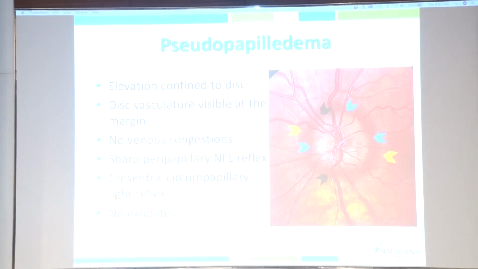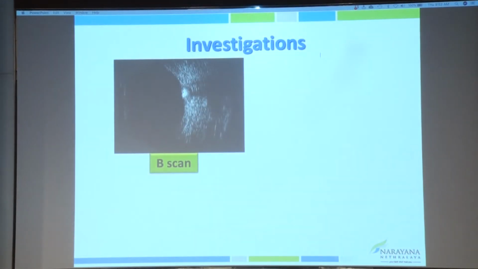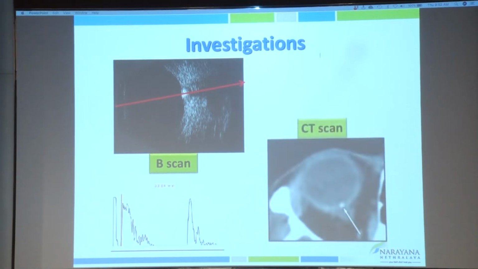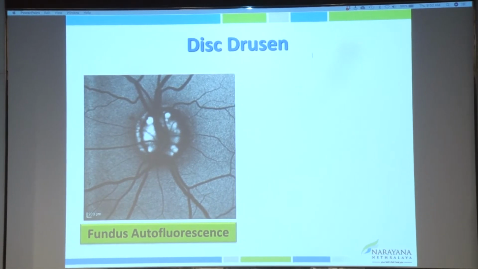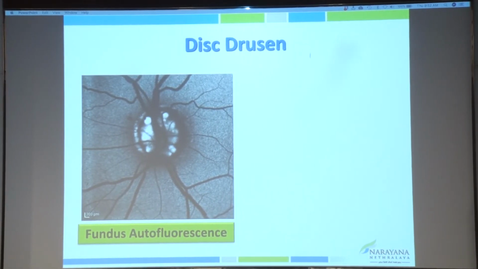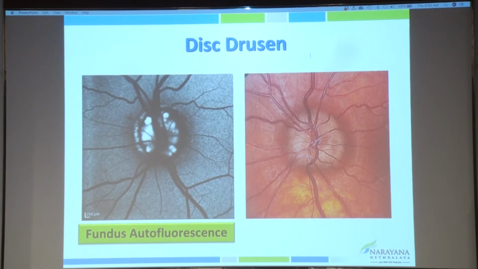Then when you see a patient like this, get a good B scan done, which will show calcific deposits, showing a high spike on A scan, and a confirmation on CT scan telling you that this is a disc drusen. In addition, a fundus autofluorescence will also show this calcific, and as she described, this is a buried disc drusen. Sometimes you find those white particles outside, which have come out.